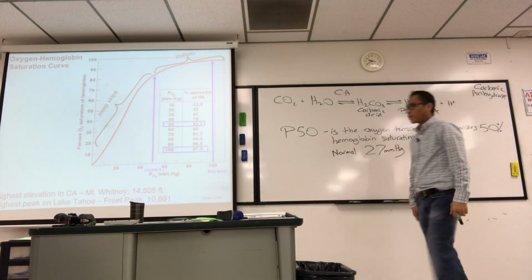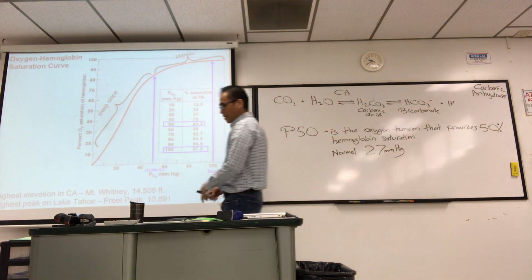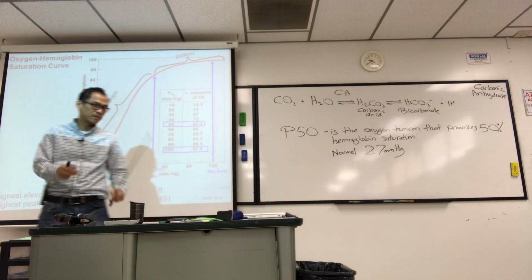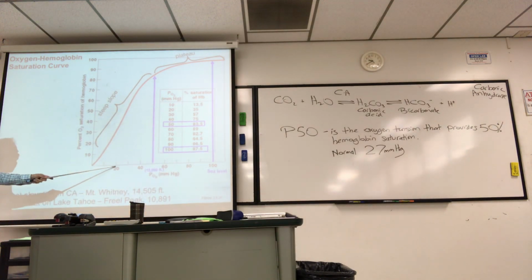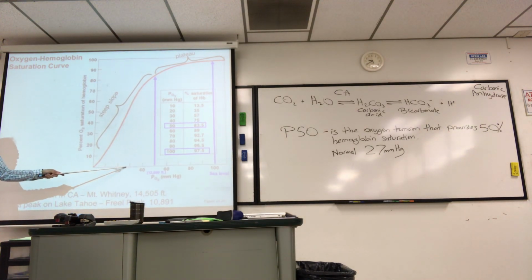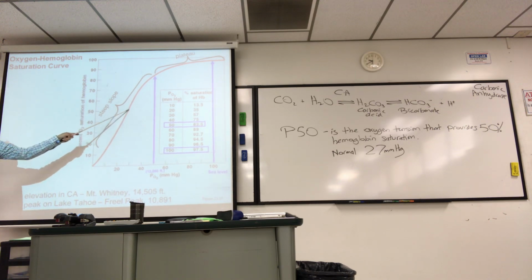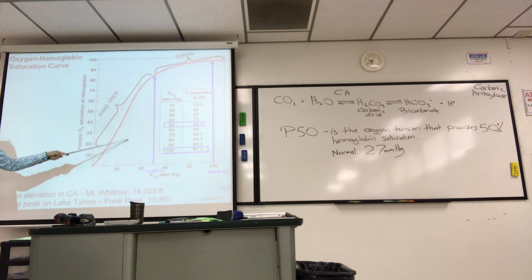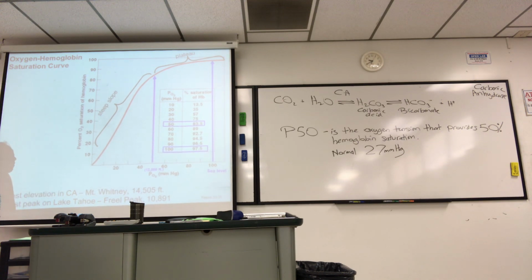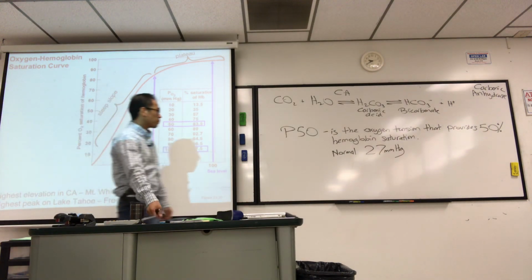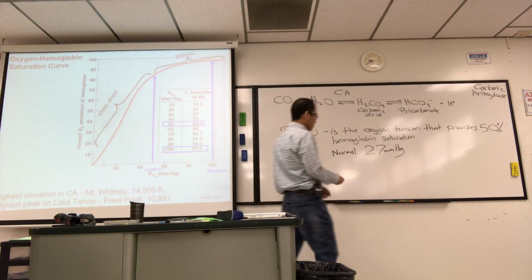If you kind of eyeball the graph, go to 27 on the x-axis. Here's 20, here's 30, 27, it's about 50. Gives you 50% saturation. Okay, that's under normal conditions. Let's say you do the whole thing where you shift it one way or the other. Talking about the Bohr effect.